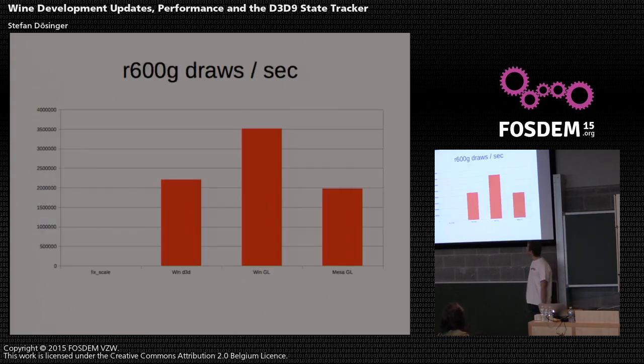I've written a simple test program in Direct3D 9 and OpenGL that just calls 6,000 tiny draws per frame, just draws 1,000 cubes, one side of the cube per draw call, and then flips. And with that, on the ATI card, I get on Direct3D about 2,300,000 draw calls per second on Windows. Windows with OpenGL is considerably faster, but Mesa has a lot more overhead, so it gets about 2 million, slightly under 2 million draw calls.